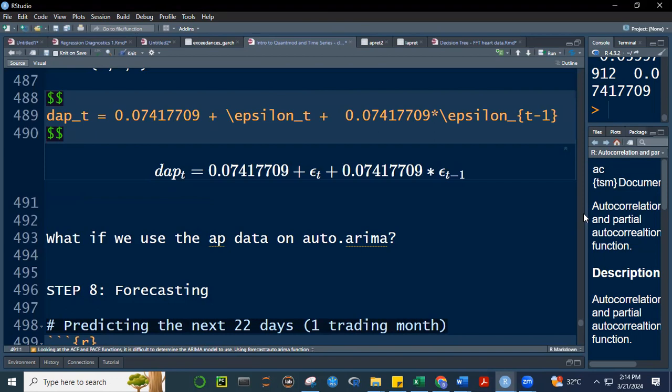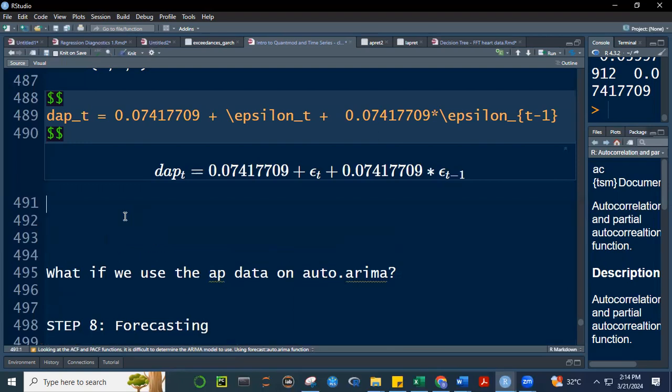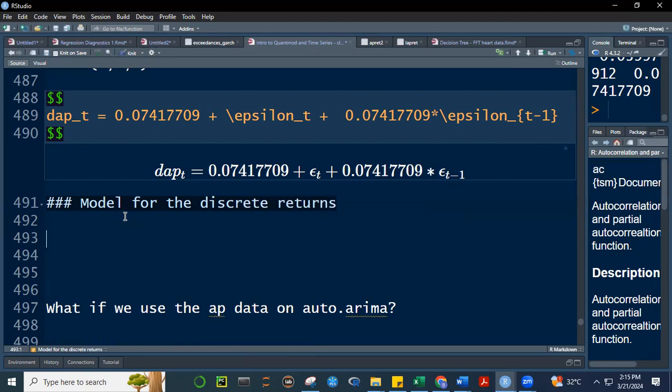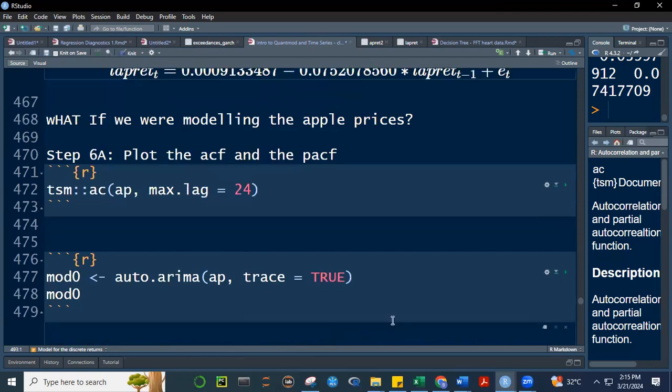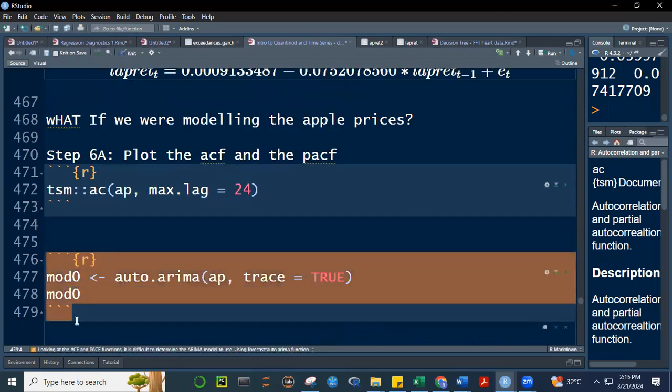Mag-iba ba yung model class kung ang ginamit natin hindi yung log? Kung ang ginamit natin yung discrete returns class. So maglagay ulit tayo dito ng model for the discrete returns, kasi ginamit natin class yung log returns. Okay. So auto.arima ulit class. Ito. Control C.